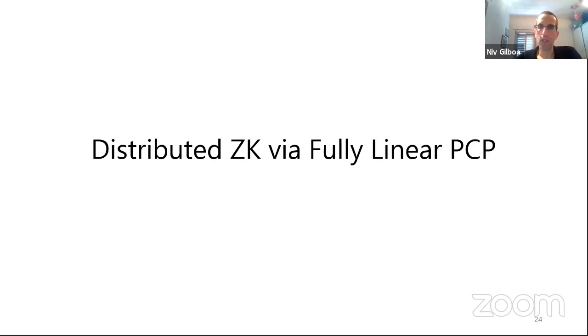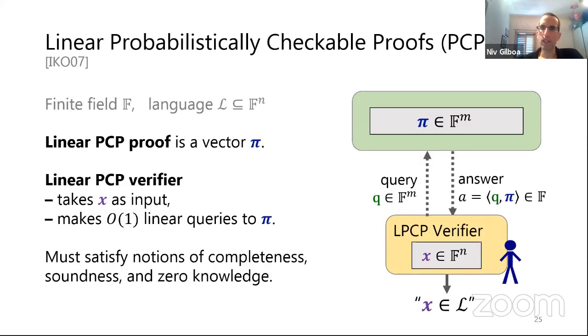To get to the second part, we're going to need to talk about distributed zero knowledge, and we're going to do it via fully linear PCP. So here's the notion. Linear PCPs were introduced by Ishai, Kushilevitz and Ostrovsky in 2007, and here's the idea. We have a prover and a verifier, and there's some statement, there's some input X, and the prover wants to prove that X is in a language L. And so the prover constructs a proof, pi, and the verifier can't see the proof. The only way it can interact with the proof is to send some vector Q and get back the inner product of Q and the proof.